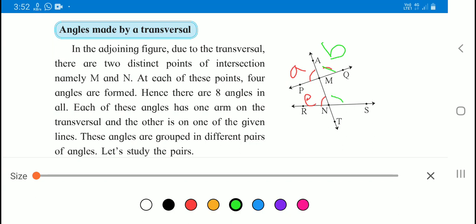Then this side's angle F. Okay. After that, here's angle D. And here's angle E, F, G and this angle is H. Okay. Now this angle is C and this angle is G.